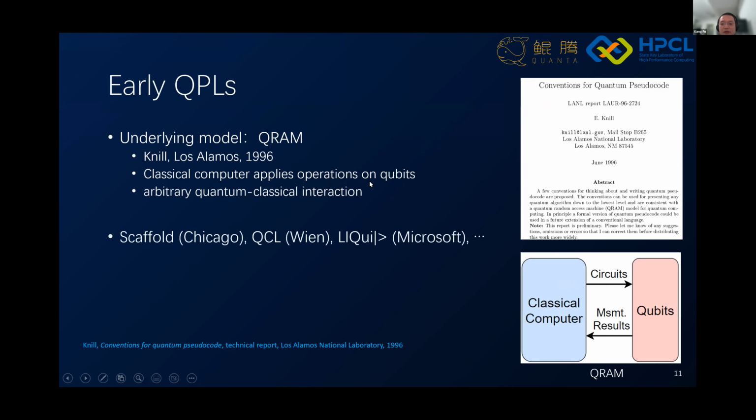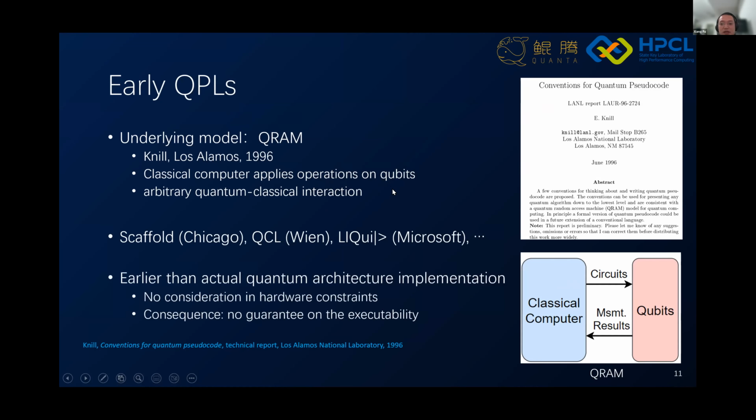Many languages like Scaffold, QCL, and Liquid adopt this computation model. Because QRAM was proposed earlier than any actual quantum architecture implementation, this model has no consideration of hardware constraints. As a result, there is no guarantee that a program written in this model can be executed by hardware.